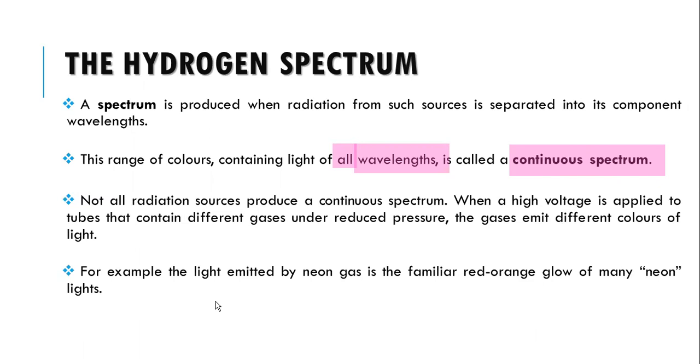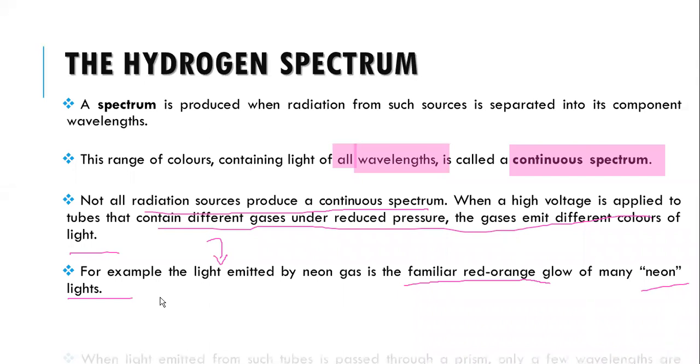This is the basic and major example: neon gas, which is able to emit a red orange glow. When you connect it like this under reduced pressure, this glow is called neon light. So these are what we call neon lights. Under these circumstances, only the neon light is able to produce the red orange glow of light.